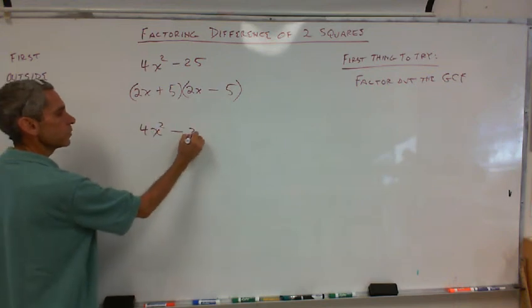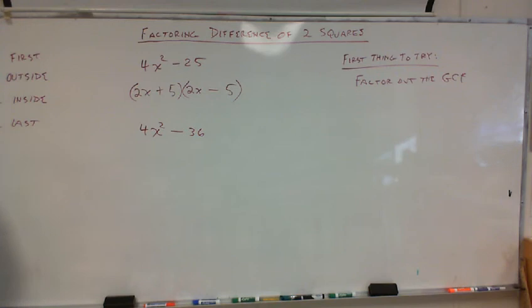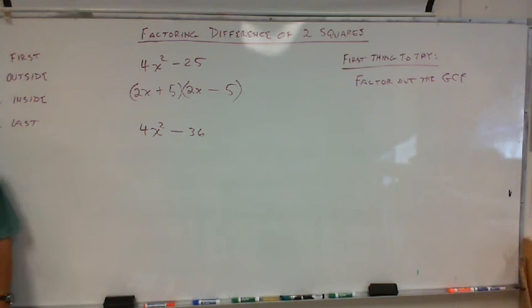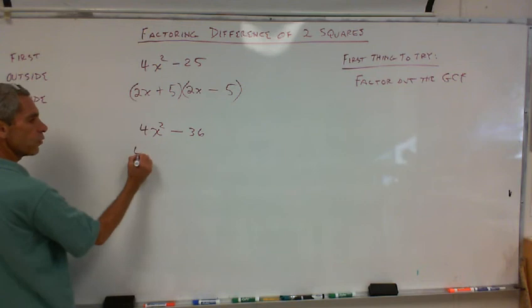4x squared minus 36. First thing you have to try first is what? Factor out the greatest common factor. Is there something you can factor out? Yes. What is it? 4. So we're going to factor out a 4 first.